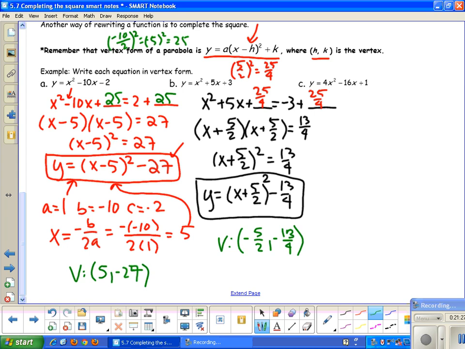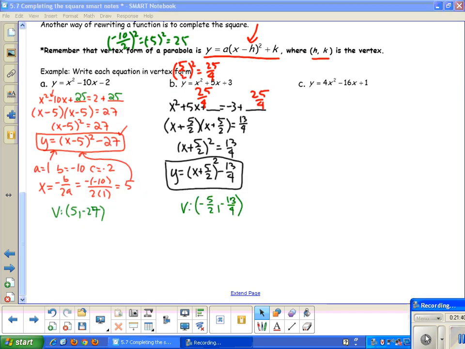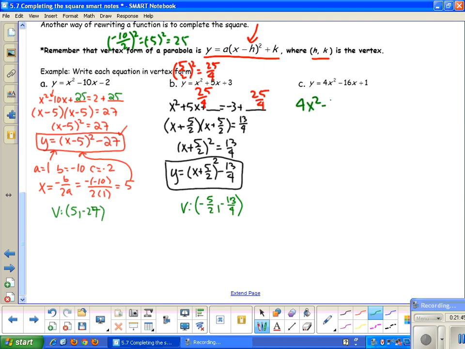Now for this last problem, notice this is a little bit different than the other two because our leading coefficient is not 1, it's now 4, so we have to do something a little bit different for this. Okay, so for this last one, remember when it's not 1, we have to divide that number out. So I'm going to divide everything by 4. And then remember to complete the square, I want to take my constant to the other side.